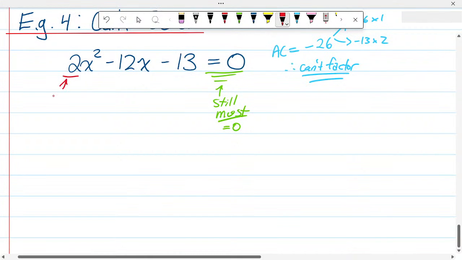We call 2, the first number with the x squared, we call that a. So we'd say a equals 2. The negative 12 is b equals negative 12. And the third one, c equals negative 13.